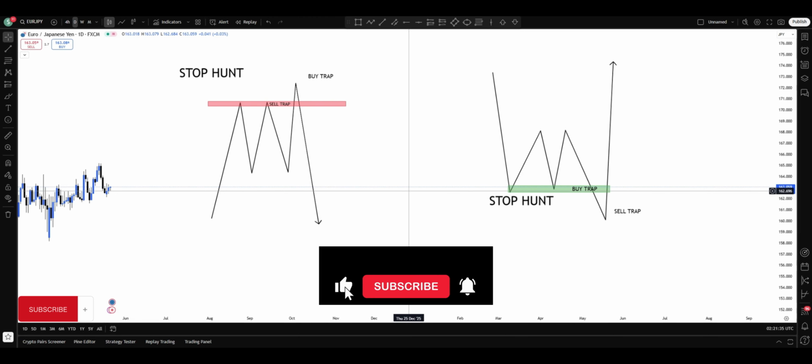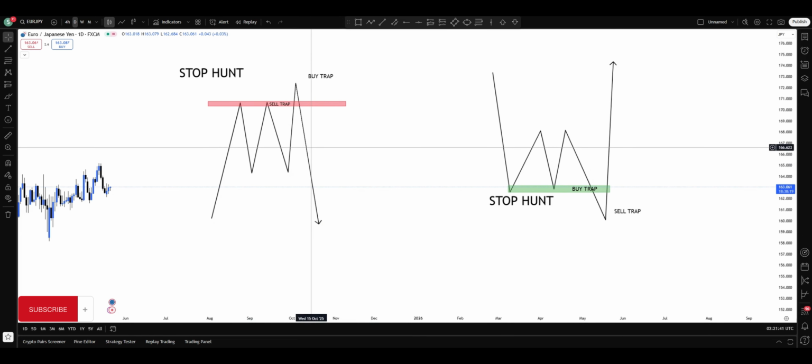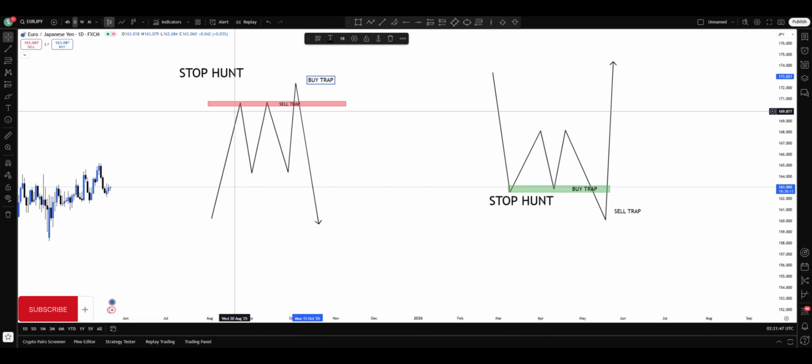So guys, today I will show you how to trade stop hunt using this simple approach. For example here, this is the first example. This is the sell trap and this is the buy trap. If you want to sell at this point, we can see this is a resistance that has pushed the market previously, and price also came back to this point and pushed the market down.